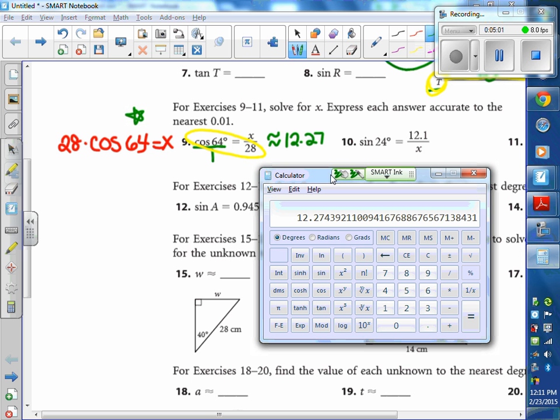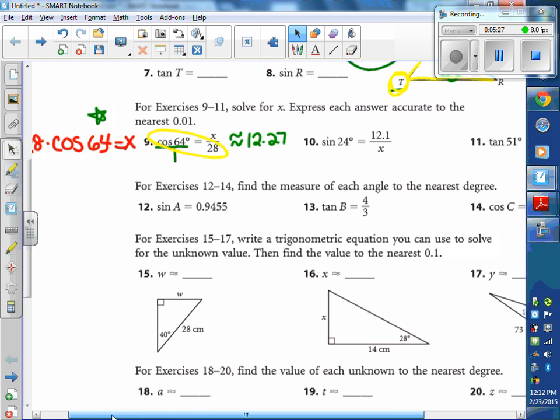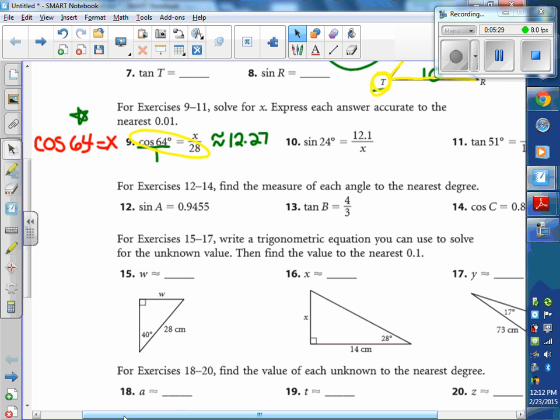Make sure your calculator's in degrees. Just type in as you see, 28 times cosine of 64. How do you find cosine of 64? You hit the cosine button and then type in 64, and then times 28. So this is an exercise in just being able to operate the calculator so we can actually use trig to be useful.